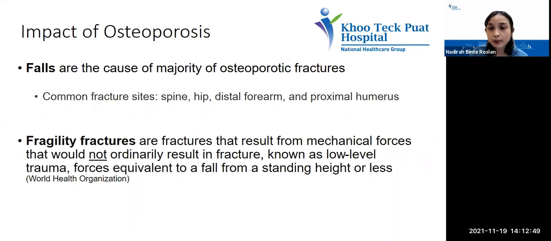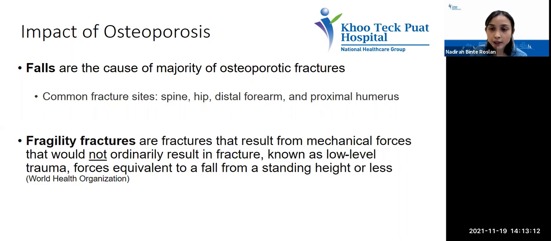Falls are the cause of the majority of osteoporotic fractures. So common fracture sites include the spine, hip, distal forearm, and proximal humerus or shoulder. With osteoporosis, your falls risk also increases, which will be discussed later. However, another important thing to note when you have osteoporosis is that fragility fractures can occur.